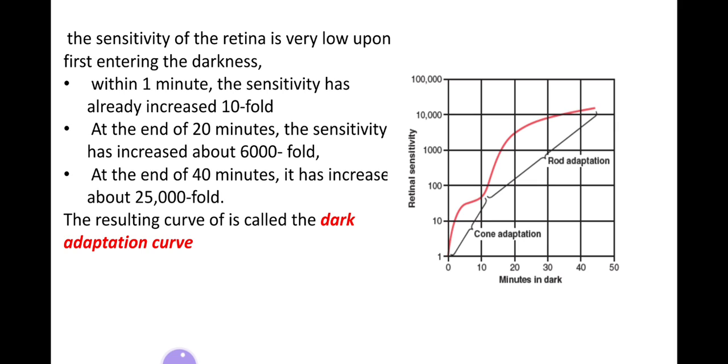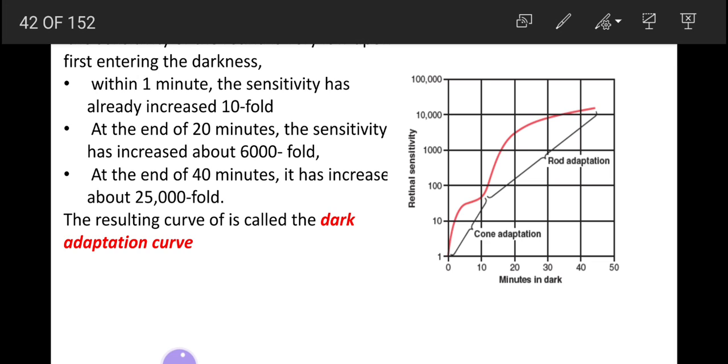This figure shows the adaptation of the rods and the cones. As you have seen in the diagram, the sensitivity of the retina is very low upon first entering the darkness. However, in 1 minute it increases up to 10-fold. At the end of 20 minutes the sensitivity increases up to 6,000-fold, and at the end of 40 minutes it increases up to 25,000-fold. This resulting curve is known as the dark adaptation curve.